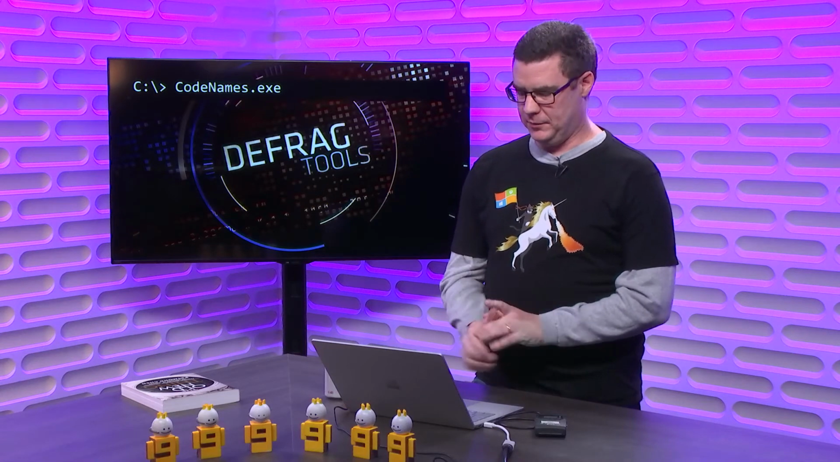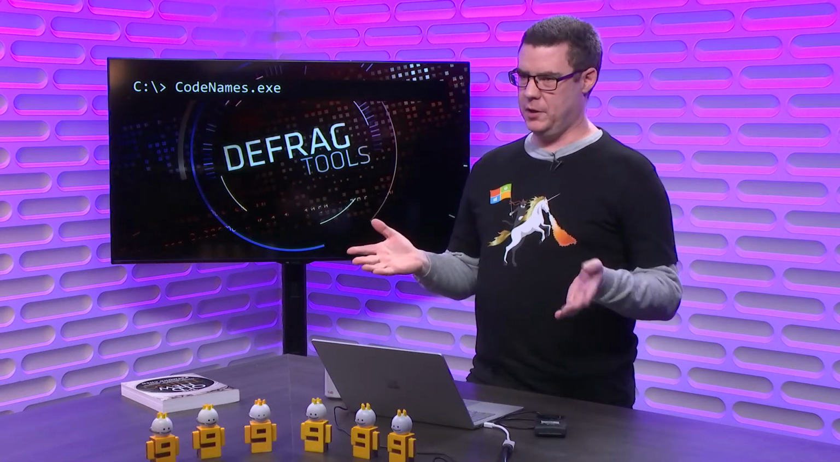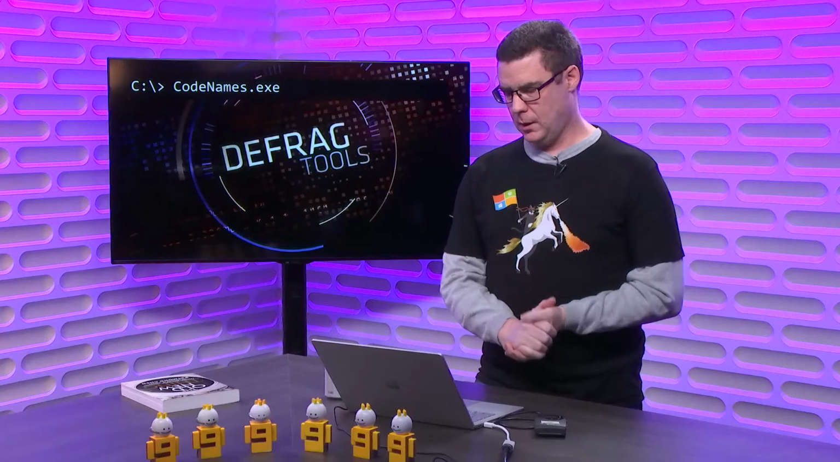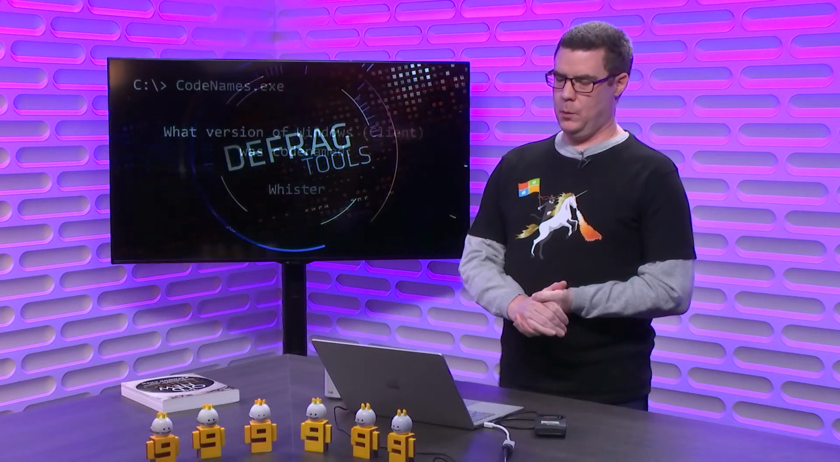All right, code names. This is all Windows client versions. We just want the name of the Windows edition. We're back to toss-ups. Whistler. That was Windows XP. Correct.